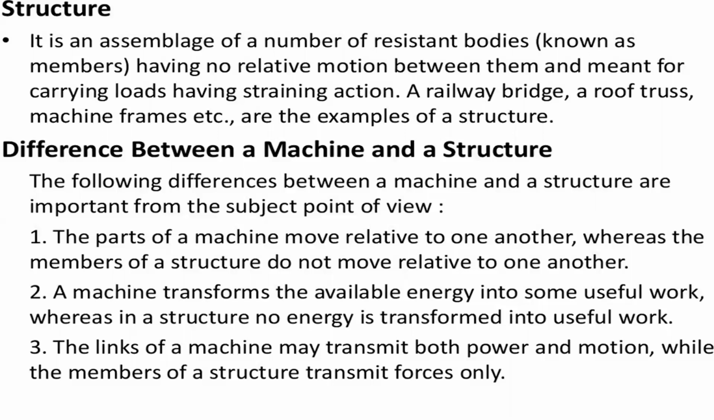So the first difference is that the parts of a machine move relative to one another. In a machine, the parts will move, but the members of a structure do not move relative to one another. So in a machine, you can move the links or joints, but in a structure we cannot move. The machine has flexible links, but the structure has fixed links.